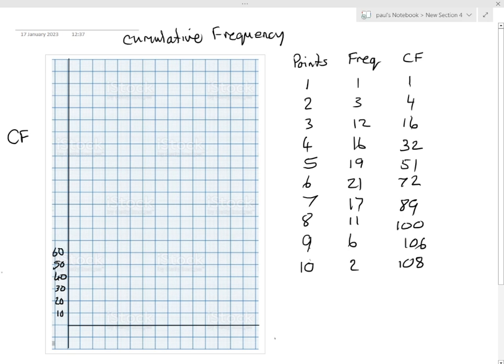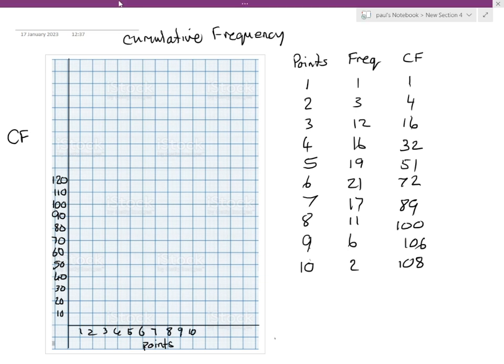50, 60, 70. It may be such that the scale that you're drawing is going to be different, so you're going to try and spread the scale out to fill everything up. So that seems to be fine. Cumulative frequency on the left, and down the bottom we've got the number of points that were possible to score. So 1, 2, 3, 4, 5, 6, 7, 8, 9, and 10.